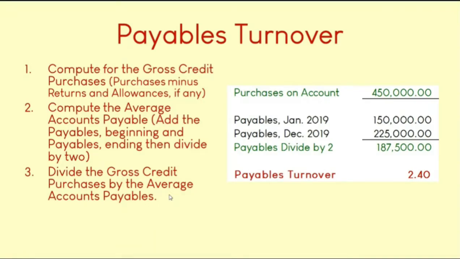Next, we get the average of our accounts payable. So we have the beginning January 2019, 150,000, and the December 2019 ending 225,000. So we divide them by 2 and we get 187,500. So 450,000, we perform the payables turnover. 450,000 divided by 187,500 is equal to 2.40.